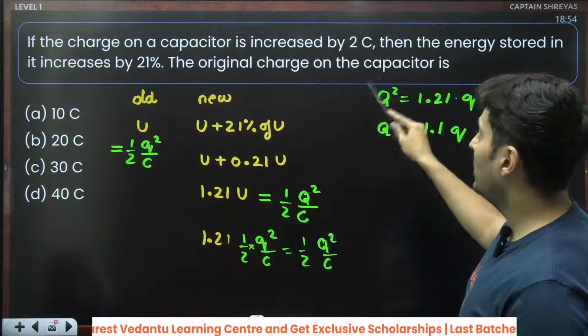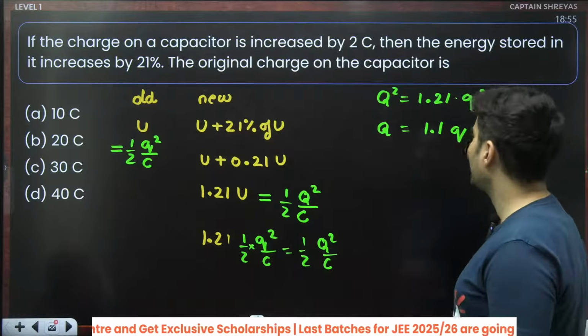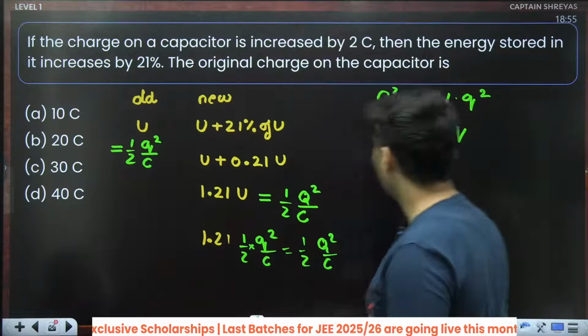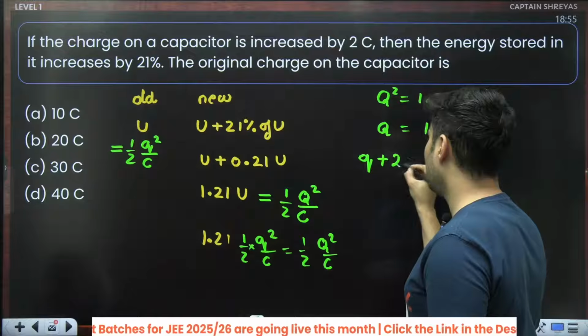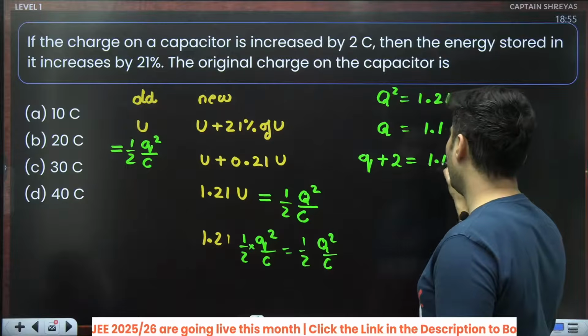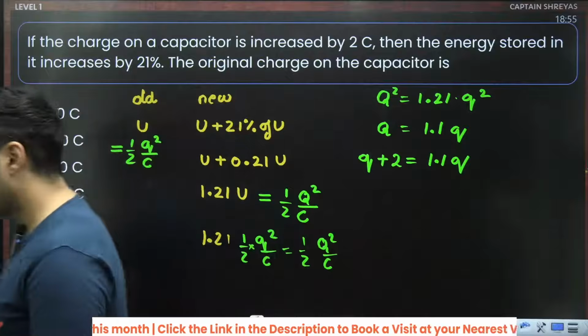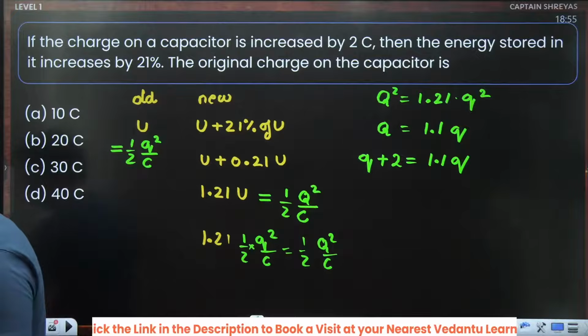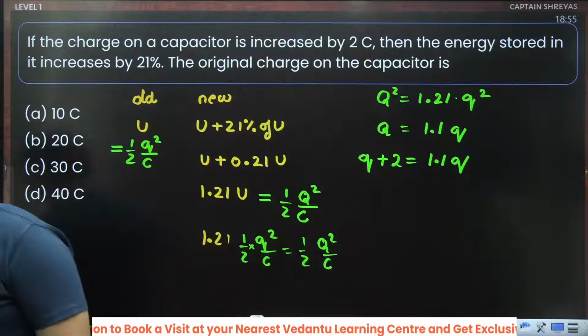The charge on the capacitor is increased by 2 coulombs. The charge on the capacitor is basically increased by 2 coulombs. That means capital Q is the old Q plus 2. This is 1.1 times of Q. Is that clear? Everybody? Till this point?